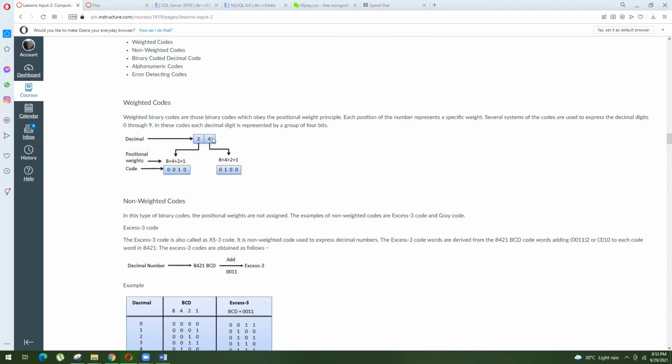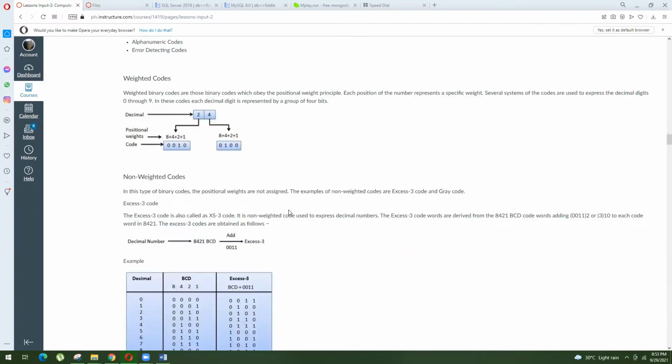In this example, decimal 24 is expressed with positional weights of 8, 4, 2, 1. So for each number, for 2 we have 0010, and for 4, we have 0100.